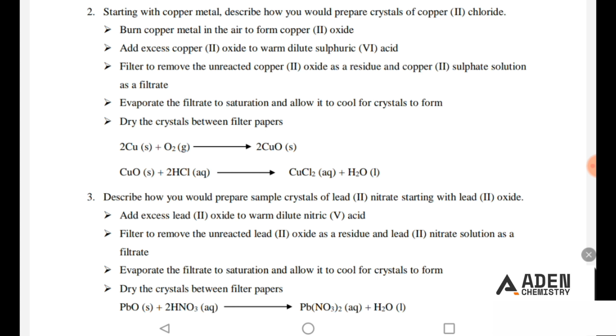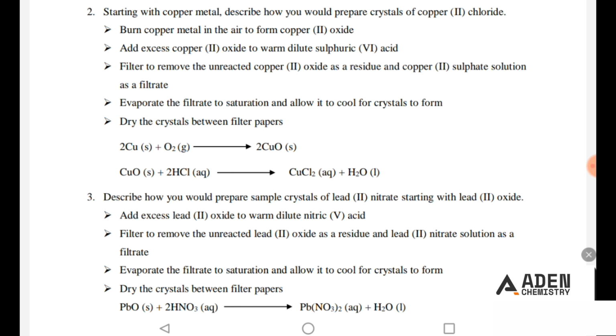In example 2, we are told starting with copper metal, or you can be told starting with copper wire, describe how you will prepare crystals of cobalto chloride. So here I'm given starting with copper metal, and the salt I'm told to prepare is cobalto chloride. So I cannot say add excess copper to dilute hydrochloric acid, because copper cannot react with dilute acid. Copper is below hydrogen in the reactivity series. Therefore, it cannot displace hydrogen from the acid.